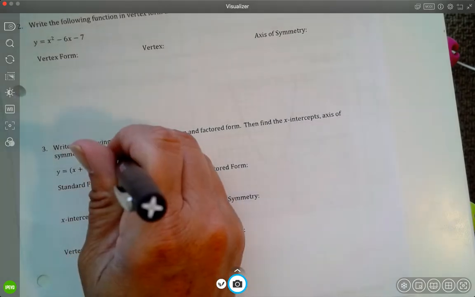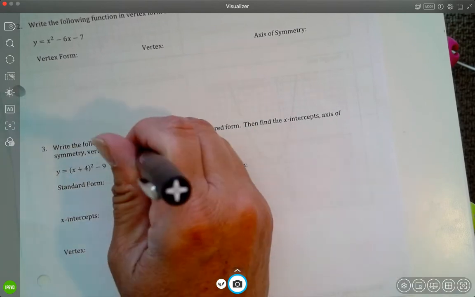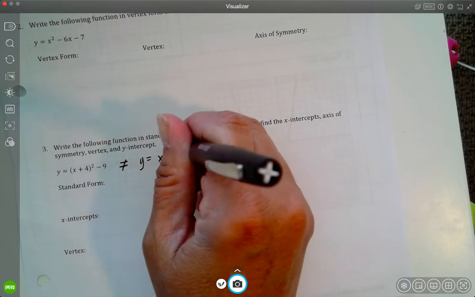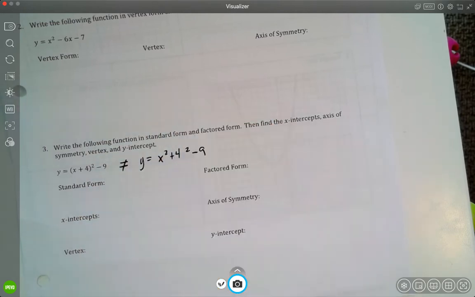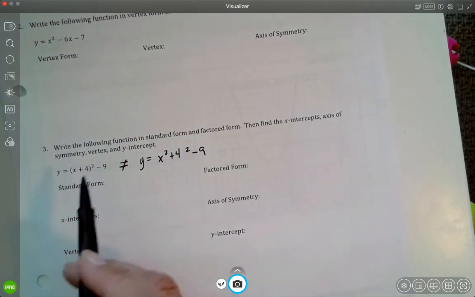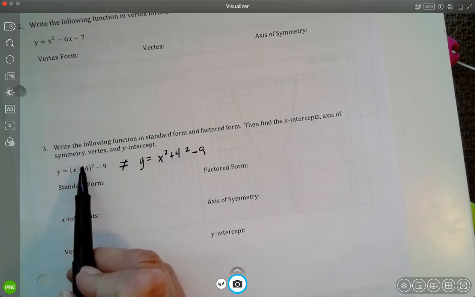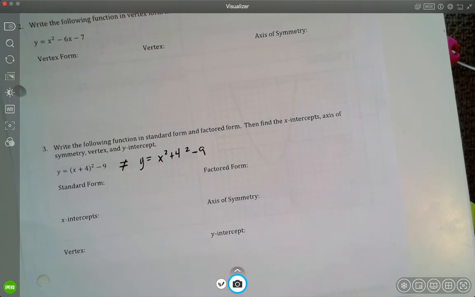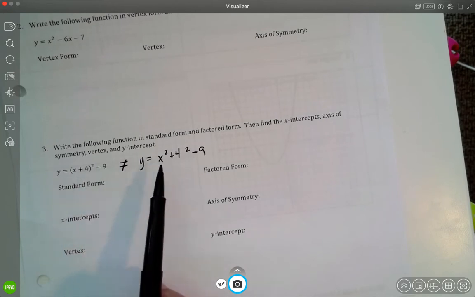Okay, so when you see this vertex form, I don't want you to make this mistake. This is not y equals x squared plus 4 squared minus 9. You can't distribute this exponent over a sum, only a product. So make sure you don't make that mistake. If you're going from this to this that quickly, you're probably not doing it right.